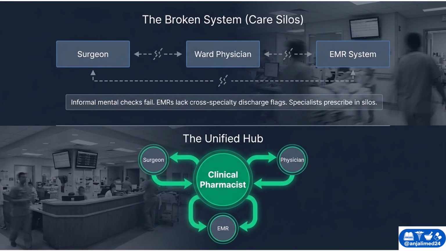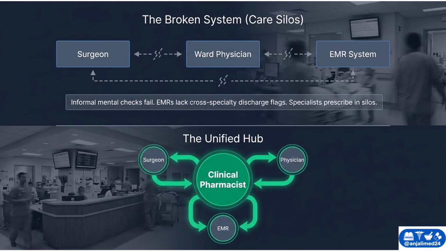The broken system versus the unified hub. Medication errors rarely occur because a single person is careless. Most errors happen because the healthcare system is fragmented. This slide compares two realities in modern hospital care: the broken silo-based model and the integrated pharmacist-centered safety model. Let's begin with the top section, the broken system.